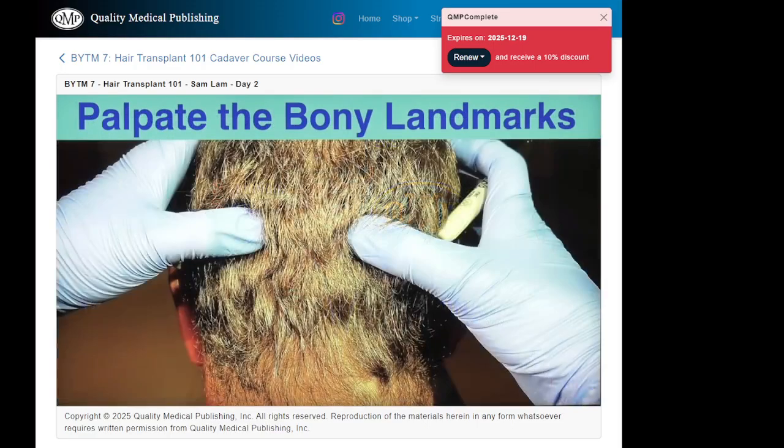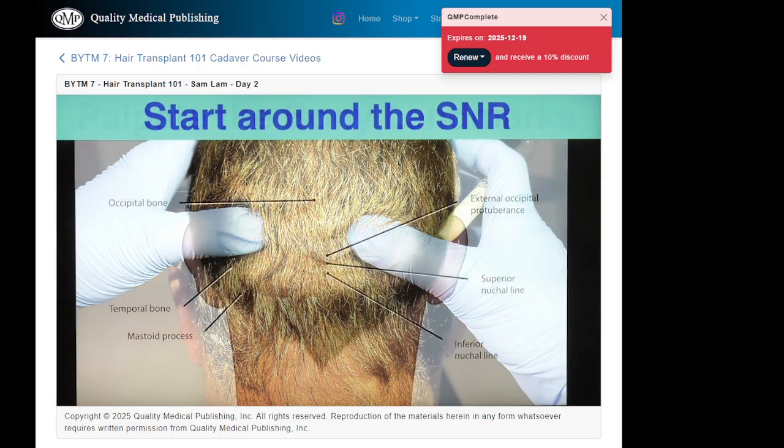So palpate the bony landmarks, feel where they are. That's how I start my analysis, and then I look. So that combination of feeling and looking is so important. So just a superimposition of superior nuchal line, you can see it's just in that zone, somewhere in that area. And again, I'll be more than happy to show you that in lab if we need to.